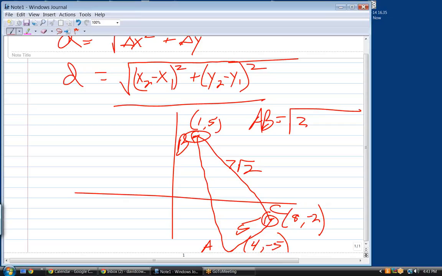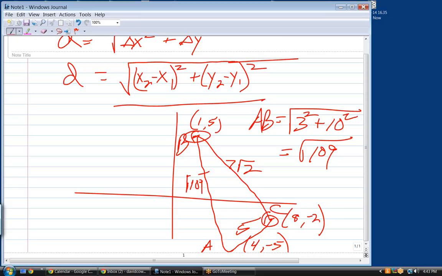3 squared minus or plus 10 squared. That's probably not simplifiable. Guess that nothing divides into that. That's got to be prime. Yeah. So that distance is square root of 109.